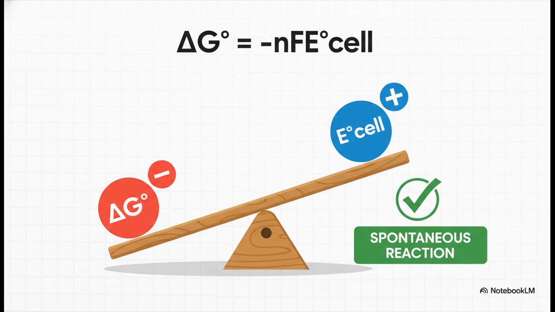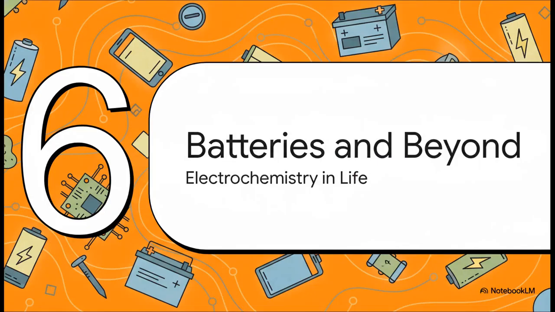And this is where it all connects back to the big picture of chemistry, thermodynamics. Remember Gibbs free energy, or delta G? That's our ultimate test for whether a reaction will happen on its own. Well, this beautiful little formula links it directly to the cell potential. If your cell potential, E0, is a positive number, then your delta G has to be negative. And a negative delta G means, you guessed it, the reaction is spontaneous. It's a perfect connection.